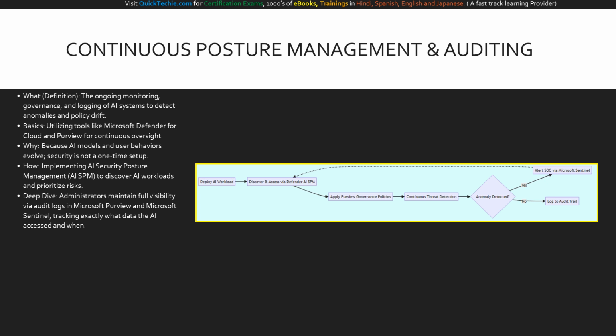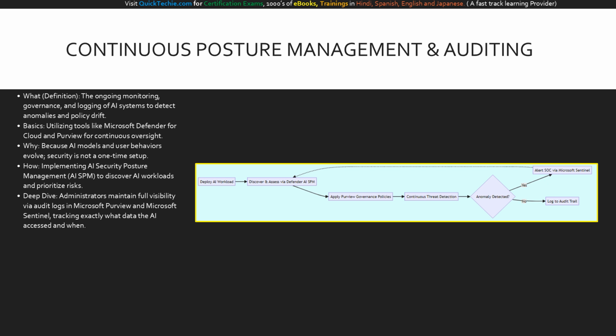Starting on the left, you deploy an AI workload. Immediately, Defender AI SPM steps in to discover and assess the deployment for misconfigurations. Next, Purview governance policies are applied to secure the data layer. The system then enters a state of continuous threat detection. When an event occurs, we hit the decision diamond, anomaly detected. If no, normal operations continue, and the event is logged to the audit trail for compliance. If yes, the system alerts the SOC via Microsoft Sentinel for immediate incident response.